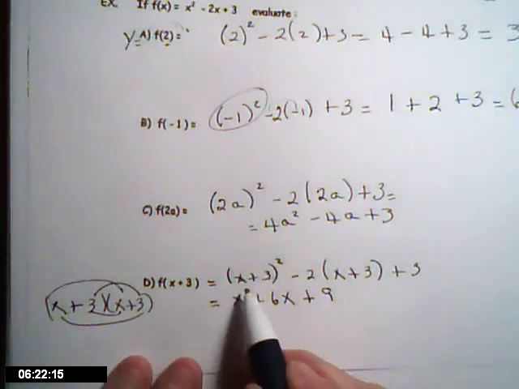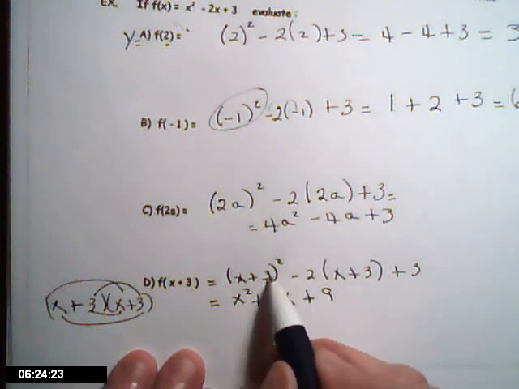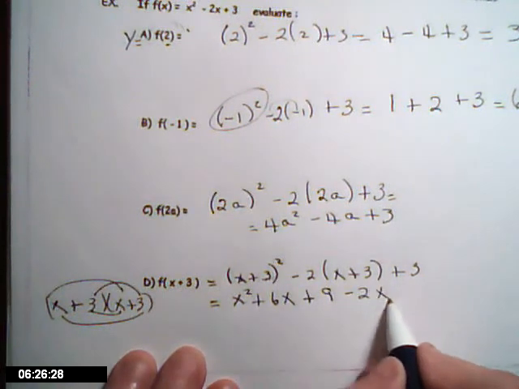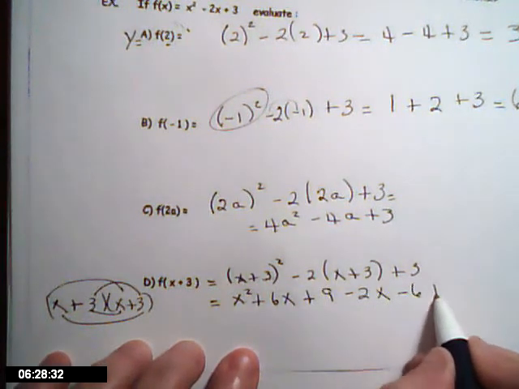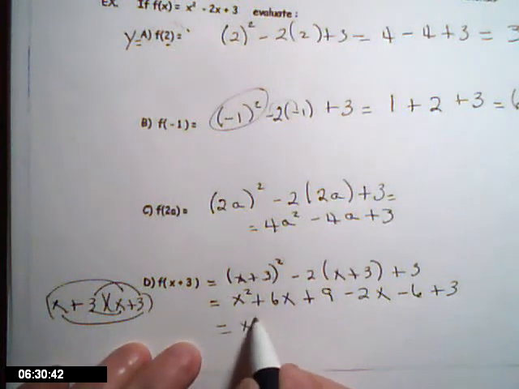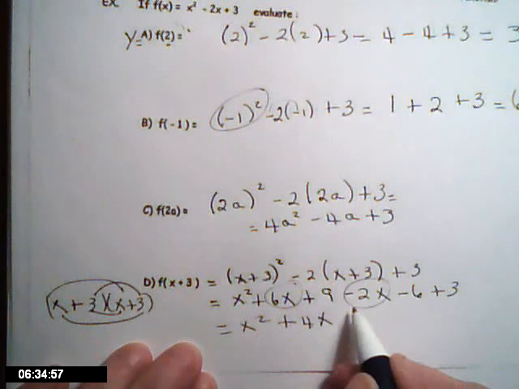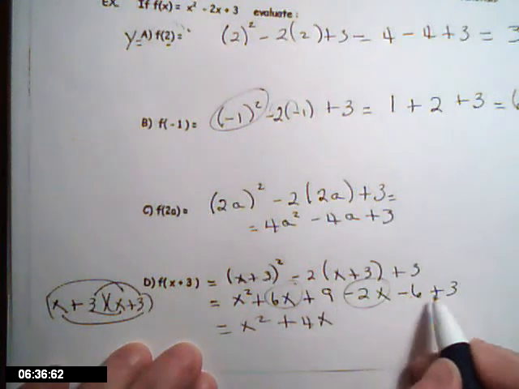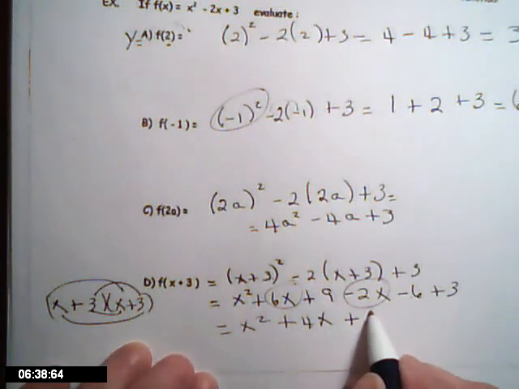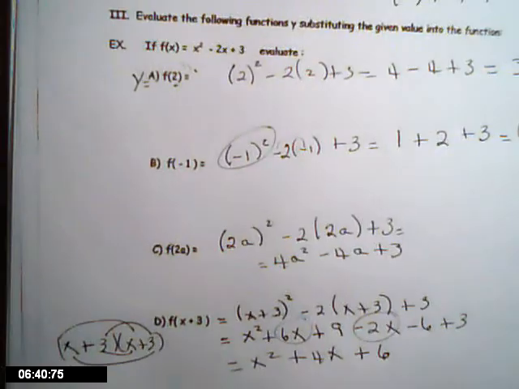Now again, square the first, times second times 2, square the last. And then we'll distribute and add like terms. So I'll have x squared, 6x minus 2x would be plus 4x, 9 minus 6 would be 3, and 3 more would be 6. Now we'll stop this video and pick up with the next one.